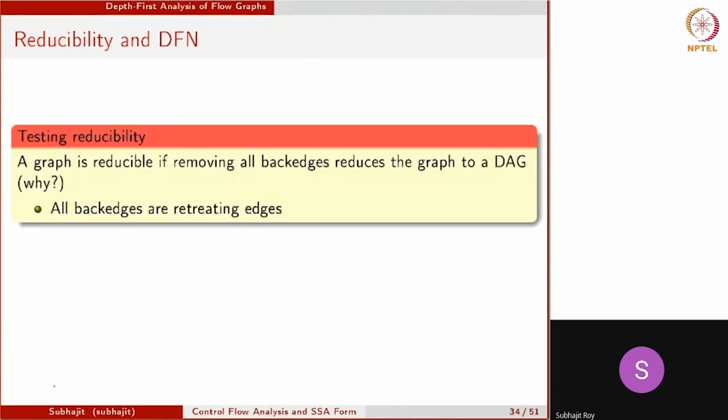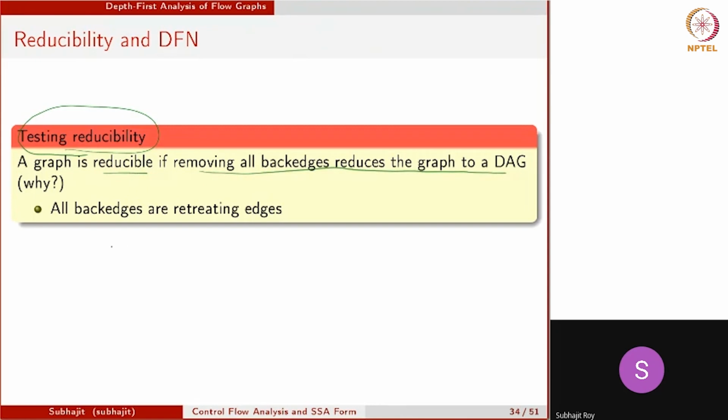Now, why did I do all this drama? Because I can do some interesting things with all this, and there is a nice connection between reducibility and DFS. What you can do is test reducibility by the theorems we had seen before. A graph is reducible if removing all the back edges reduces the graph to a DAG. That is a test for checking reducibility.